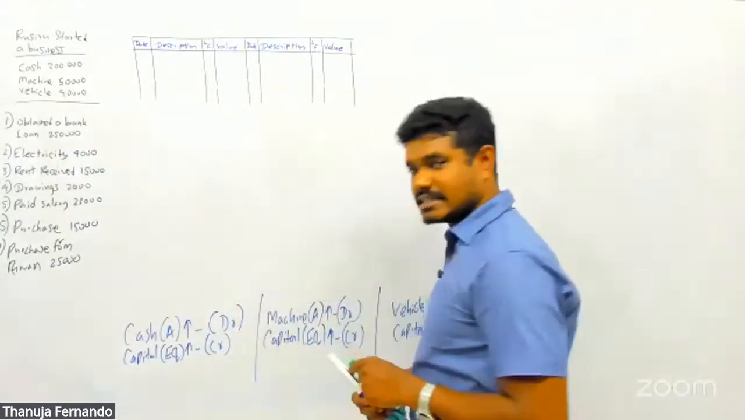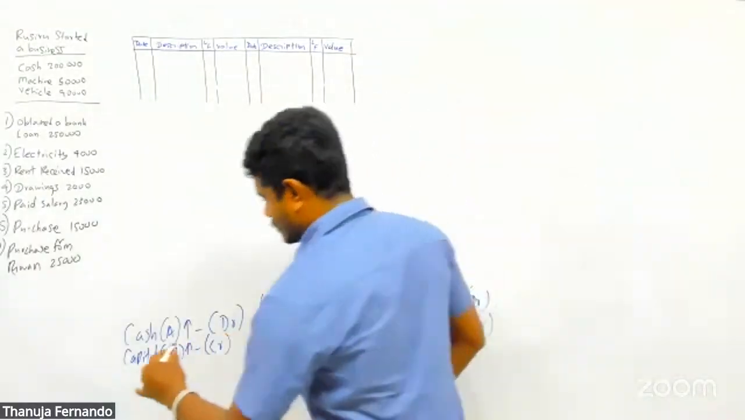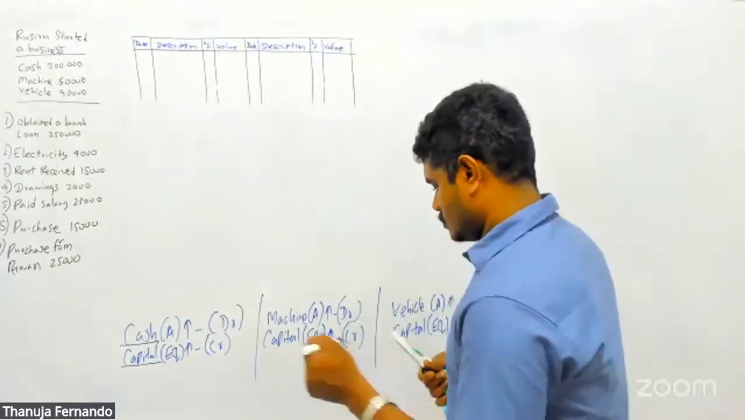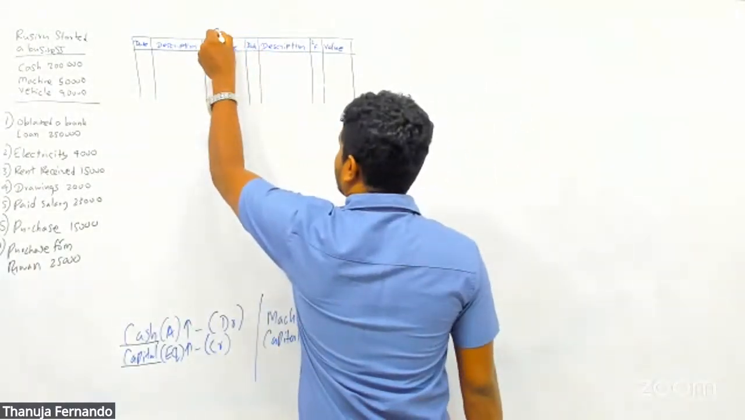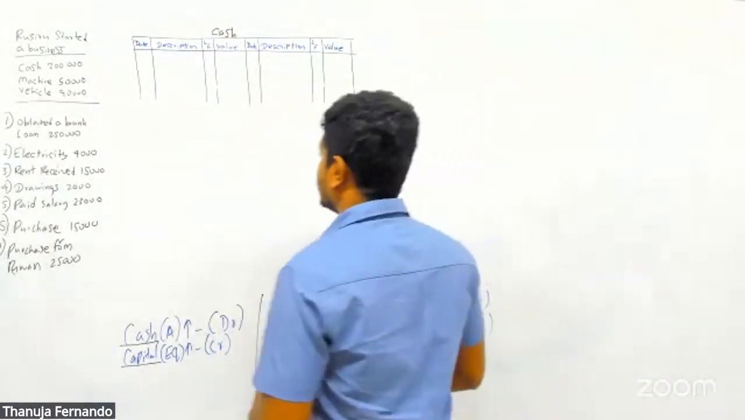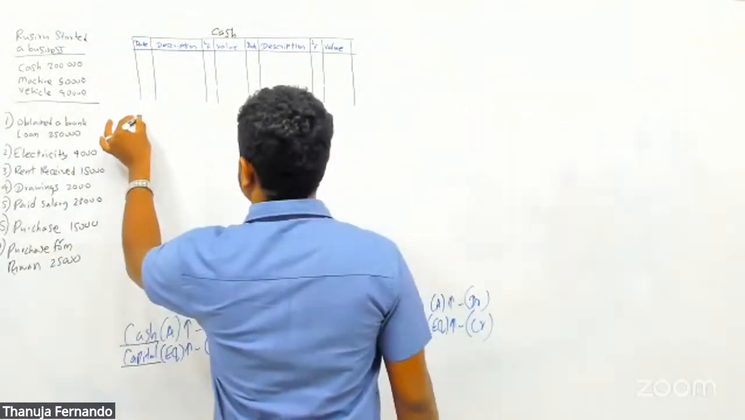What are the two accounts we need? First one for cash and another one for capital. So we need two accounts. This account I name as the cash account. This one is the cash account. Another account is needed.